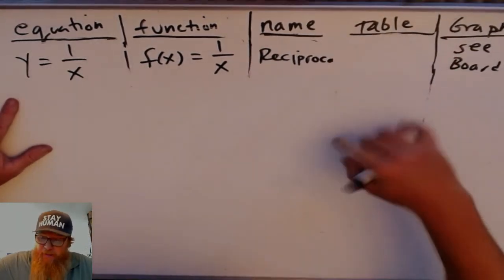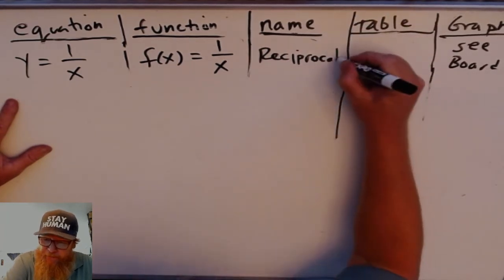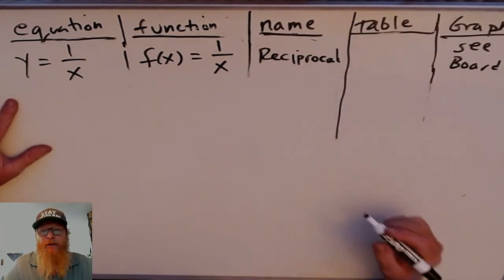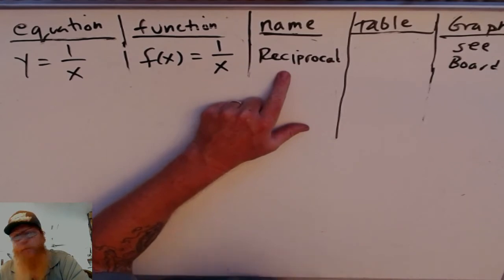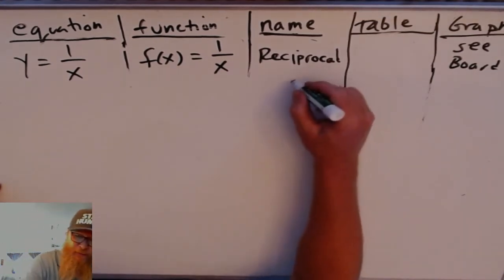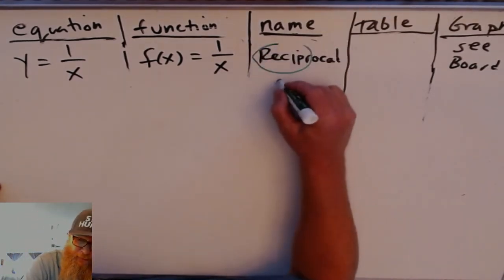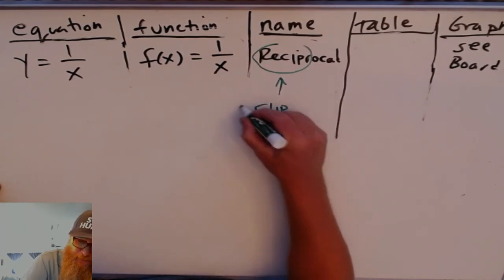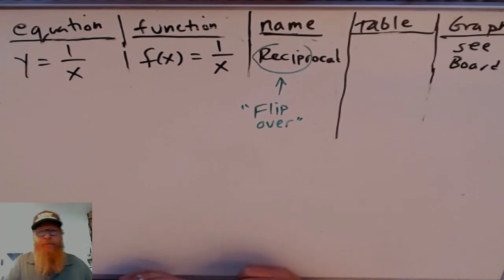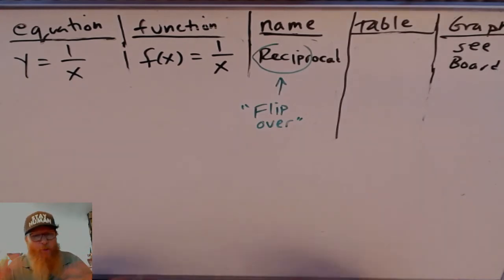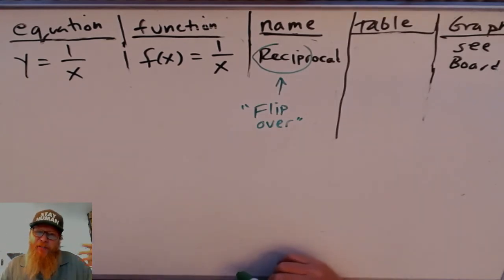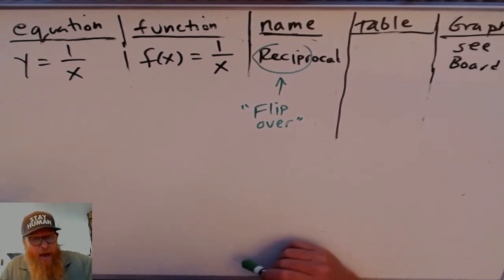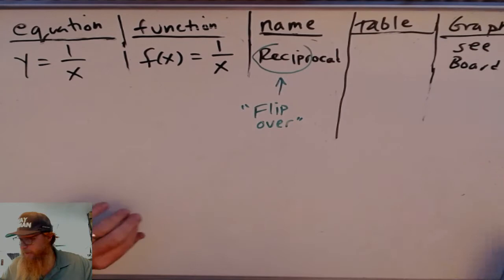Some people call it the flip. To flip x over is what reciprocal means. It's an easy way to remember what a reciprocal is. So if x is 2, you flip it over, it becomes 1/2. If x is 5, you flip it over, it becomes 1/5.